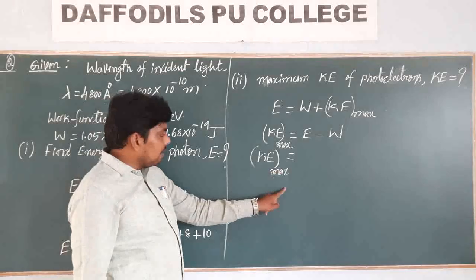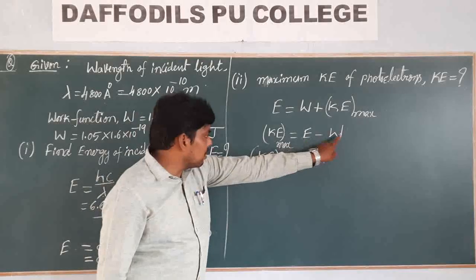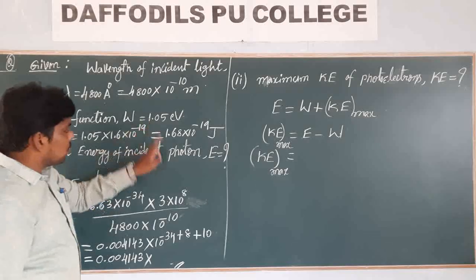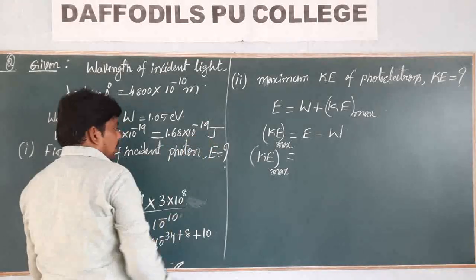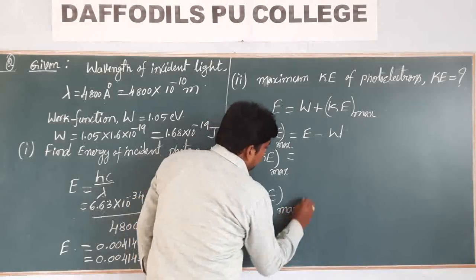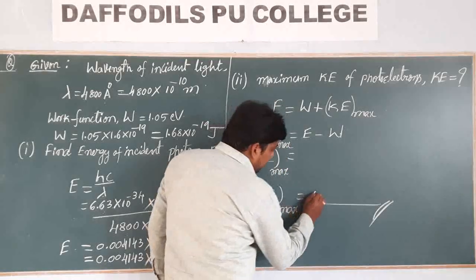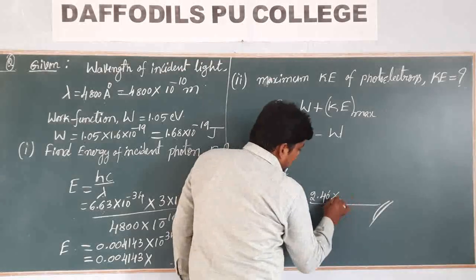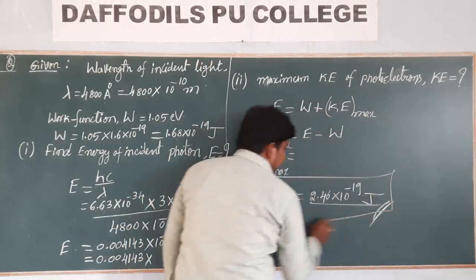Yes. Later you calculate this one. How to calculate the maximum kinetic energy? Energy minus work function. Substitute the energy value and the work function value, which is in terms of the joule. Now the final kinetic energy is equal to what? I will give the answer. You simplify that one. The final value is about 2.46 into 10 to the power minus 19. This is the maximum kinetic energy value.